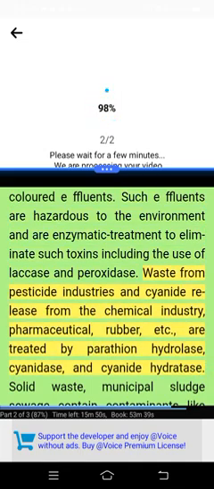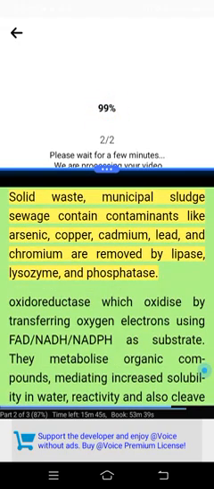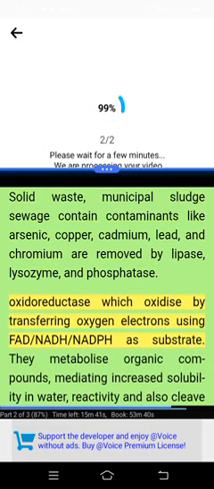Waste from pesticide industries and cyanide release from the chemical industry, pharmaceutical, rubber, etc., are treated by parathion hydrolase, cyanidase, and cyanide hydratase. Solid waste and municipal sludge sewage contain contaminants like arsenic, copper, cadmium, lead, and chromium, which are removed by lipase, lysozyme, and phosphatase. Oxidoreductases oxidize by transferring electrons using fat, NADH, NADPH as substrate.